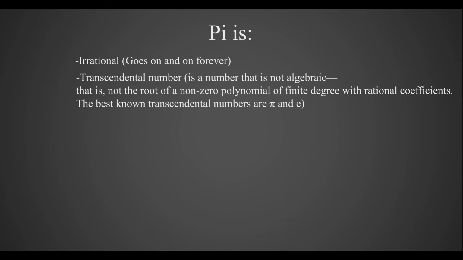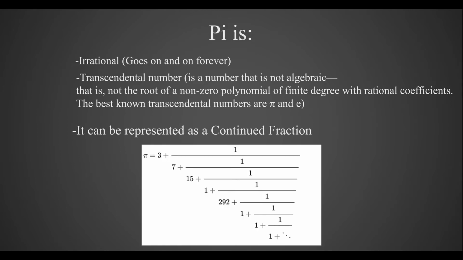Now, like all irrational numbers, pi cannot be represented as a common fraction. However, every irrational number, including pi, can be represented as an infinite series of nested fractions called a continued fraction. So, a continued fraction is a fraction whose numerator is an integer and whose denominator is an integer plus a fraction whose numerator is an integer and whose denominator is an integer plus a fraction, and so on and so on. Now, this may sound a little confusing, so here's an image of it in pi's case.